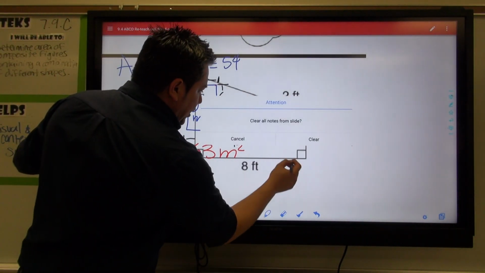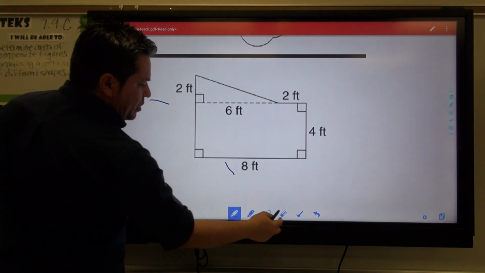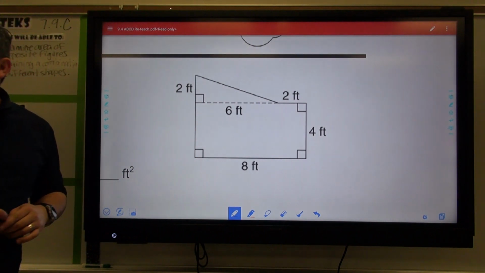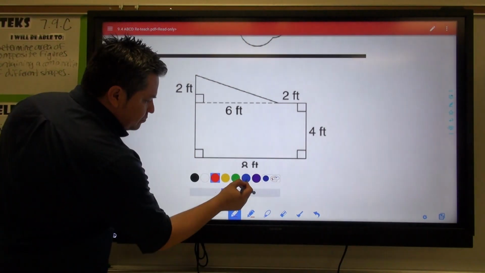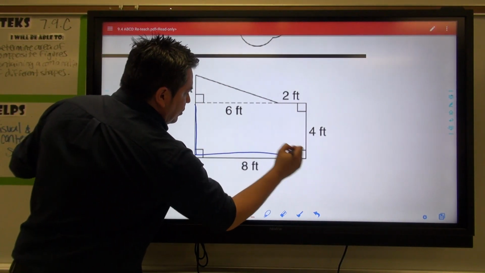Let's look at this real quick. In this shape, this composite figure, what two shapes do I have that I can clearly see? A triangle and a square. A triangle and a rectangle. So I have my big rectangle.